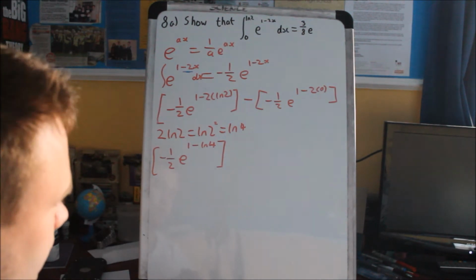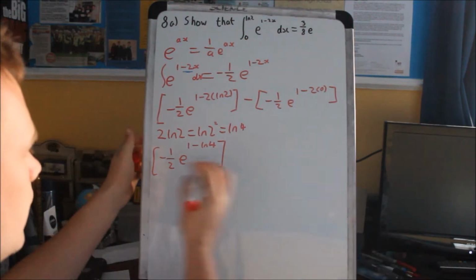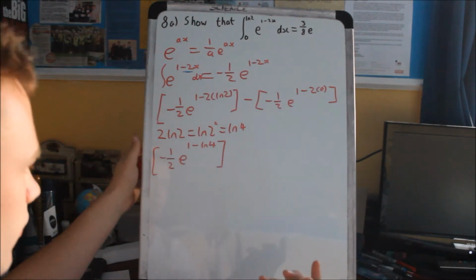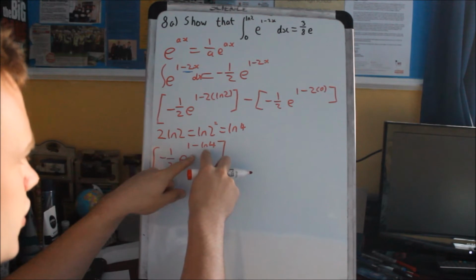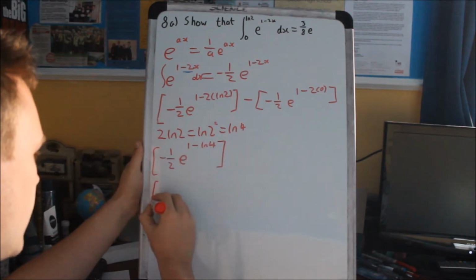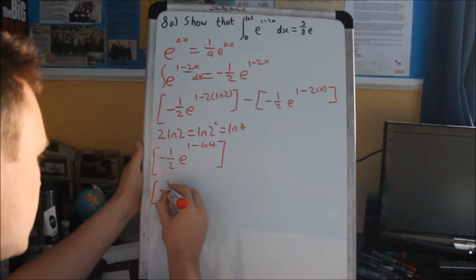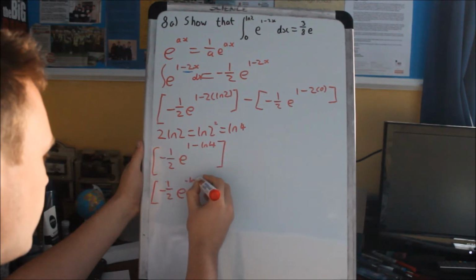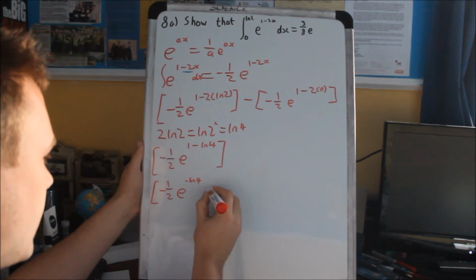So now comes another rule of how to break up this e to the power of 1 minus natural log 4. So what I'm going to do first, I'm going to switch it round to make it minus natural log 4 plus 1. And what it becomes is we've got this minus a half, and then we'll have e to the negative natural log 4, so I've just swapped them around. Then we'll have e to the 1.